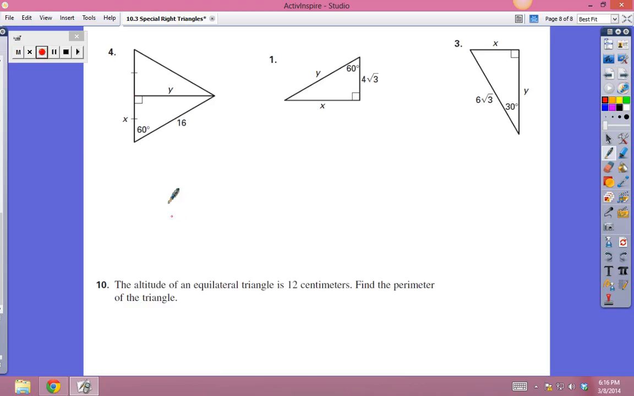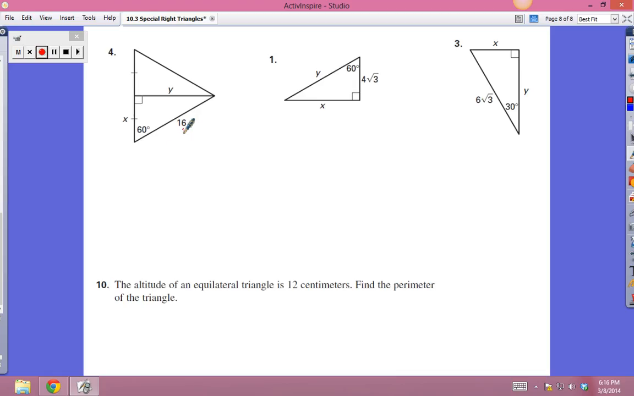Okay, number 4. If they give you 16, so here's your 60, 60, these are each 30, 16, all the sides are going to be 16. So these two little guys are going to be 8. So x is going to be 8, and y is going to be whatever this is times the square root of 3.